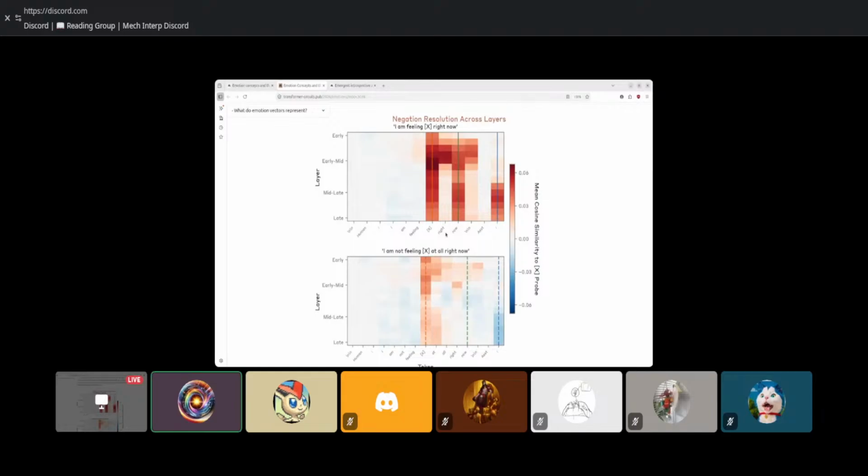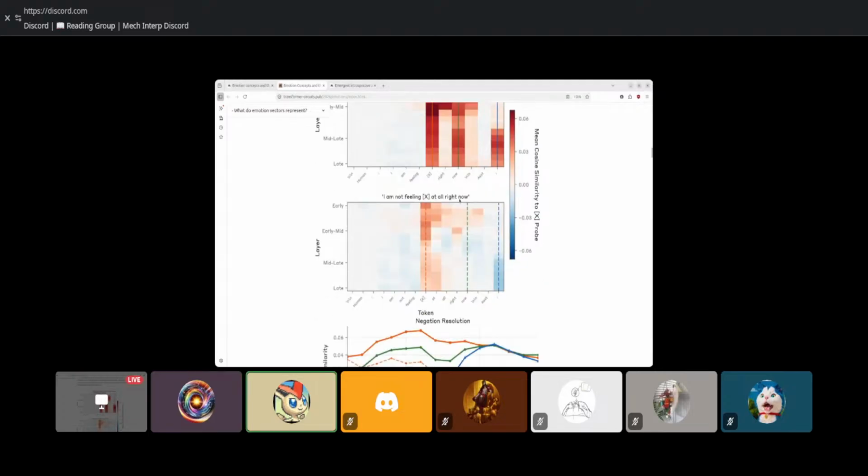And this is what probe? Any negative probe for any feeling. Oh, okay. So they have two probe things: I'm feeling X and I'm not feeling X. And the I'm not feeling X probe at the early layers also activates the feeling.